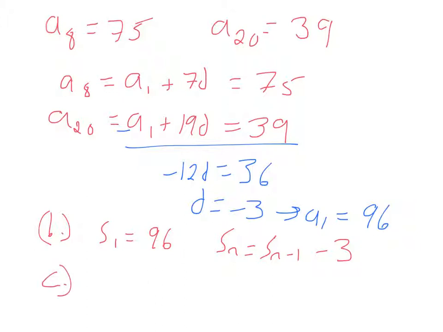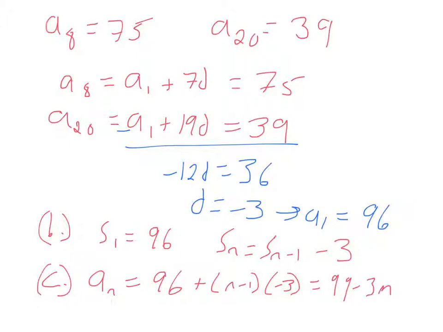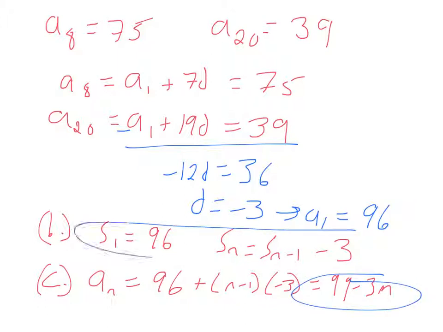And then the nth term formula, the explicit formula, a sub n is equal to a sub 1, which is 96, plus n minus 1 times d, which is negative 3. That ends up becoming minus 3n, plus 3, so 99 minus 3n if we simplify. That's the nth term formula, the explicit formula. That's the recursive formula.